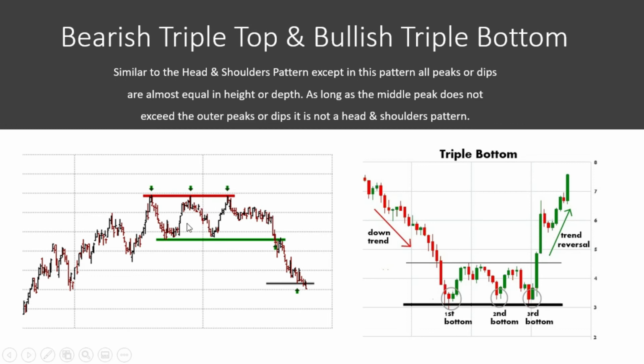The only way it could be a head and shoulders is if this middle peak exceeded the shoulder on each side, right? Same here. This dip would have to exceed the shoulder on each side, but they're about equal or a little less than. So that's why it's a triple top. We could treat this the exact same way as the double bottom or the double top.